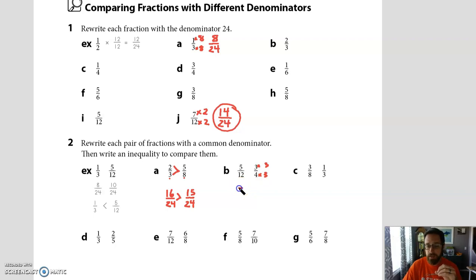So I actually don't even have to change 5/12. I can leave 5/12, and then 3/4 as an equivalent fraction with a denominator of 12 would be 9/12. So for 5/12, I don't even have to do anything. Again, just being efficient mathematicians and taking an extra second to think about it. And then 5/12 is less than 9/12. So 5/12 is less than 3/4.